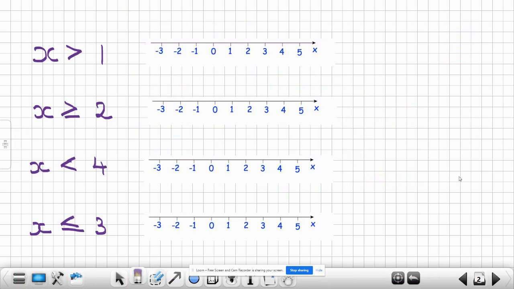One of the things we can do is show these inequalities on a number line. And this is how we do it. So we don't know what x is equal to, but we do know that it's greater than 1. So we set our boundary at 1, and we do that by just drawing a circle. And we leave that circle empty to show that it's not included within the values.